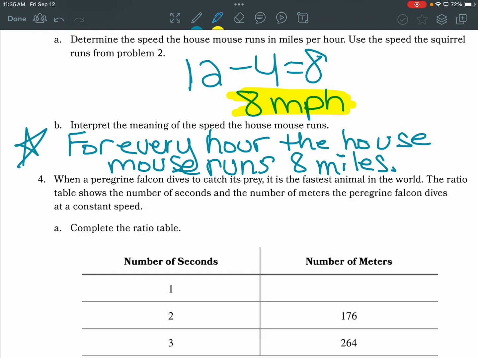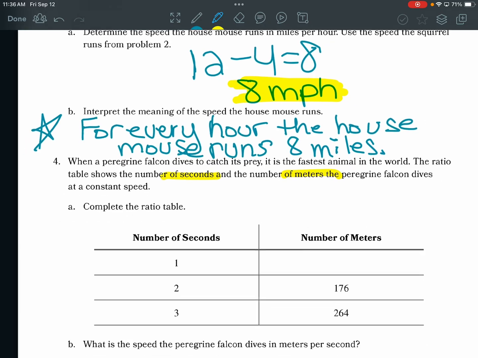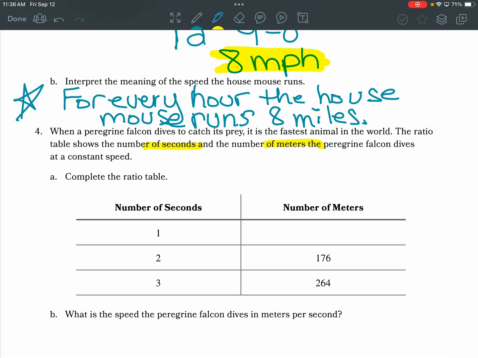Now, the peregrine falcon dives to catch its prey. It is the fastest animal in the world. The ratio table shows the number of seconds to the number of meters that the falcon dives at a constant speed. So constant speed means same speed all the time. So that's if you're driving down the highway in your car with your parents and you set the cruise control. Your speed does not change. It's the same speed, right? That's constant speed. What is the blank in our table?